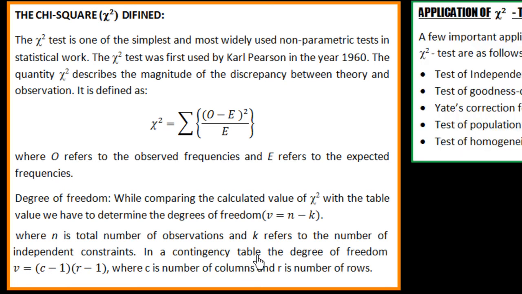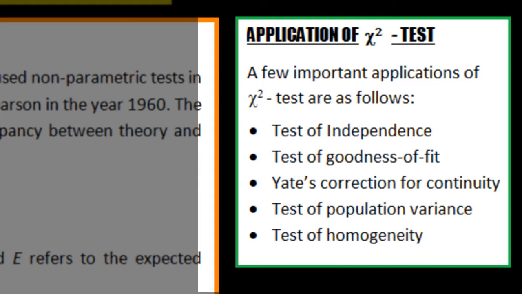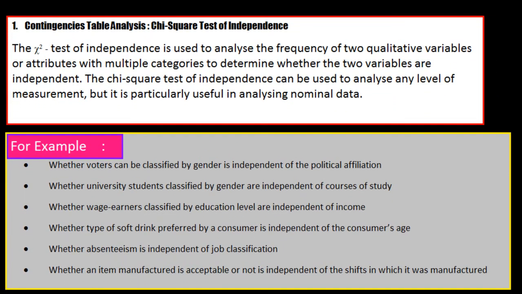So now we see the application of chi-square test. So here look at this box. The few important applications of chi-square tests are given here: the test of independence, test of goodness of fit, Yates correction for continuity, test of population variance, and test of homogeneity. So first of all, we will study the test of independence, which is also called the contingency table analysis.